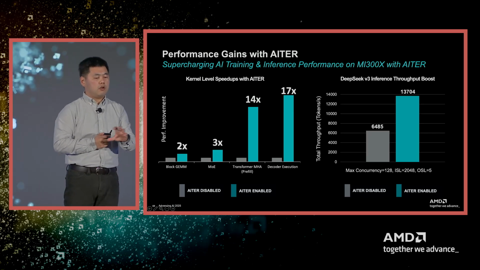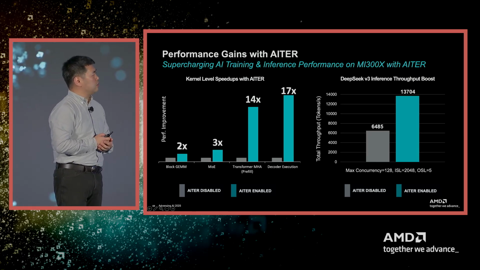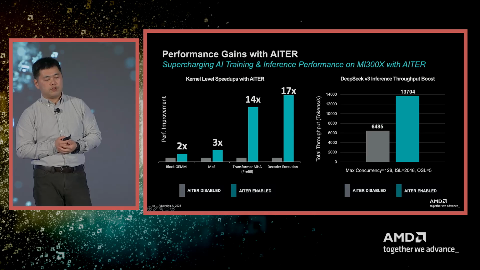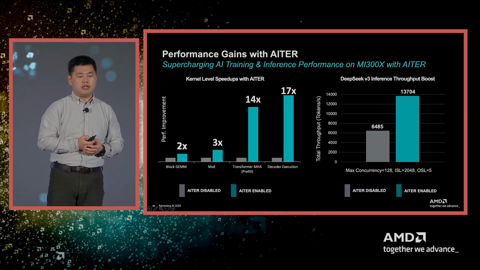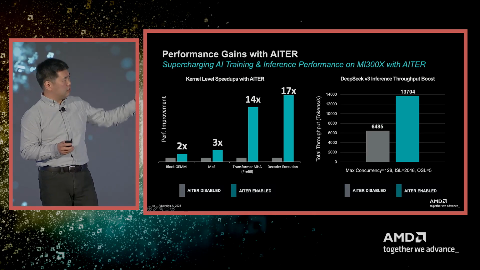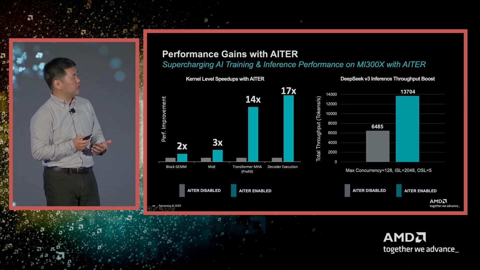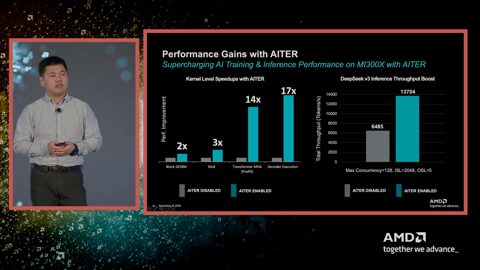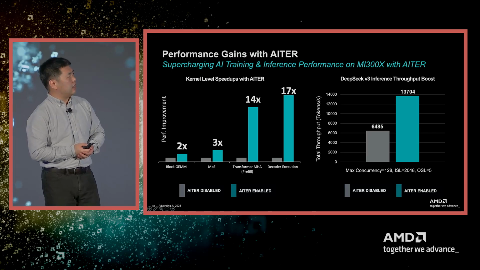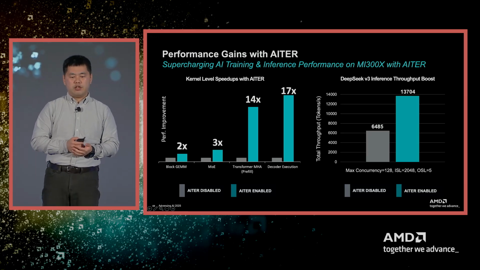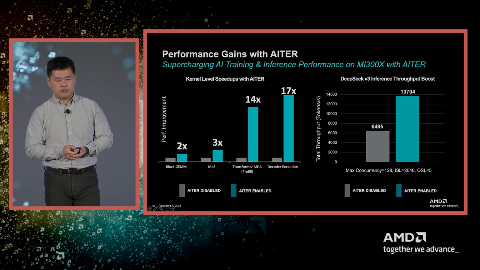So we listed 4 operators here, but we actually did more than those. That includes a block scaling GEMM, fused MoE, prefill multi-head attention, and the decode MLA attention. So as you can see on the chart, we achieved from 2x of the improvement to an amazing 17x, thanks to the AITER kernel high performance pipeline. And on the end-to-end front, we were able to achieve twice the throughput thanks to AITER.